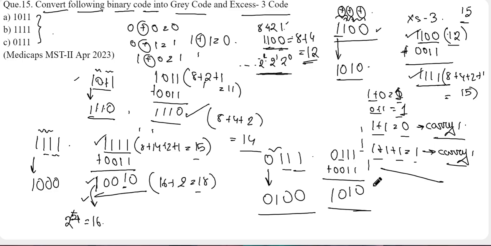And if we want to verify, this has a value of 8 plus 2, which is equal to 10, and this code has a value of 4 plus 2 plus 1, which is equal to 7. So 7 plus 3 is equal to 10. So yeah, our answer is correct. So this is the total conversion process for Gray code and XS3 code.